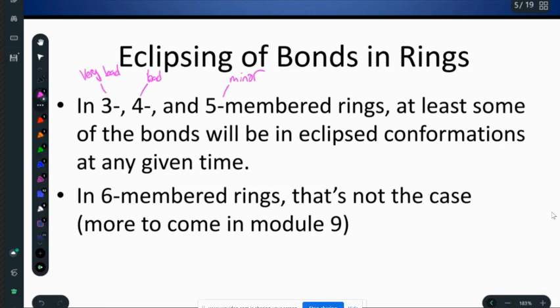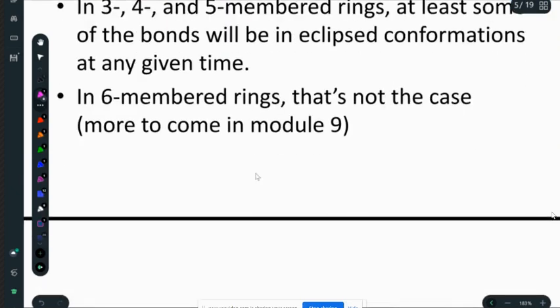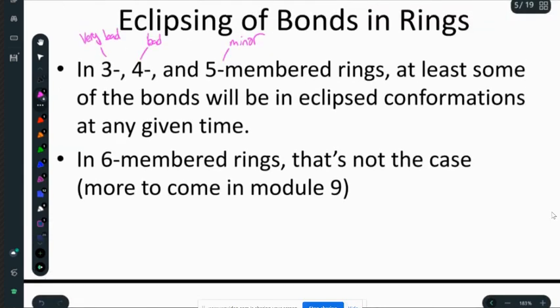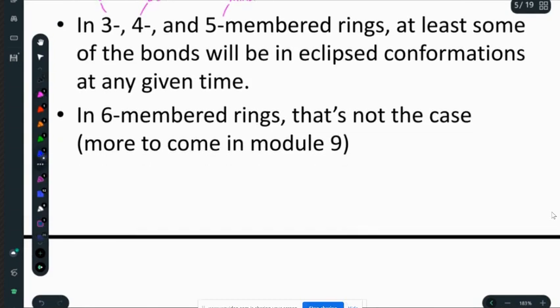In 6-membered rings, there'll be a whole module on this, module 9, that will talk about what happens in 6-membered rings and their conformations. So the bottom line that I want you to take away is that 3 and 4-membered rings have a lot of strain.